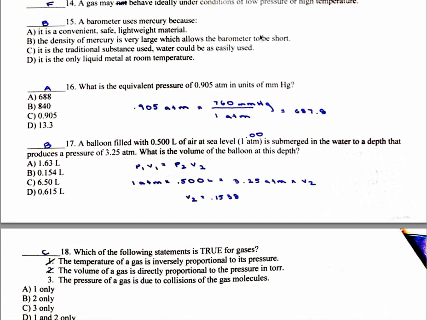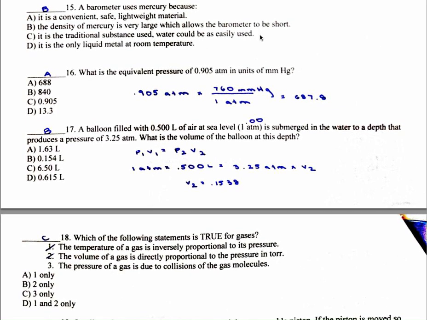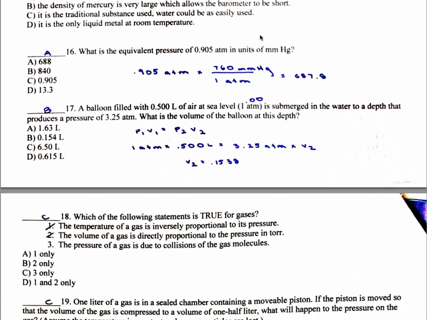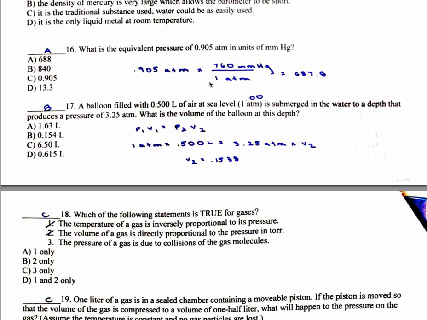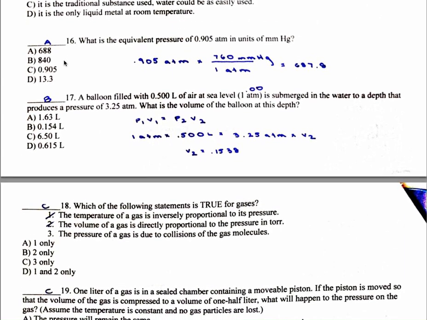A barometer uses, and the answer is B, because of the density of mercury, you don't have to have a really tall barometer. Okay. This is my conversion. Any problem, guys, on your test where it requires math, show your work, because I can at least give you partial credit. For here, you're in atm, so atm on bottom, millimeters of mercury up top, 760 and 1, and so that's my answer. It needs 3 sig figs, so your answer is A.